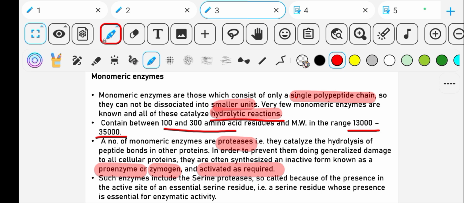And if we talk about proteases, enzymes involved in the degradation of proteins are called proteases, or we can say they are proteolytic enzymes. Basically, they play their role in digestion, blood clotting, and the immune response. Such enzymes include the serine proteases, so called because of the presence in the active site of an essential serine residue, whose presence is essential for enzymatic activity.